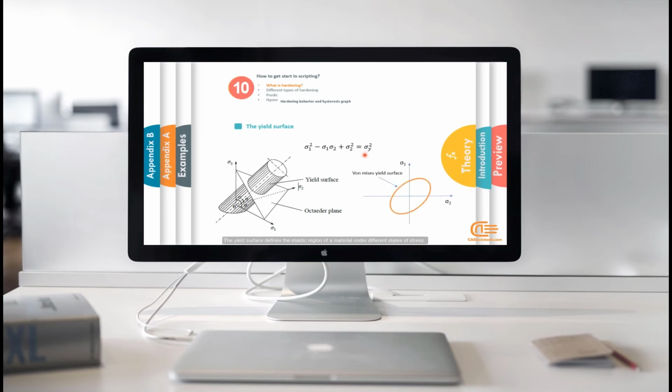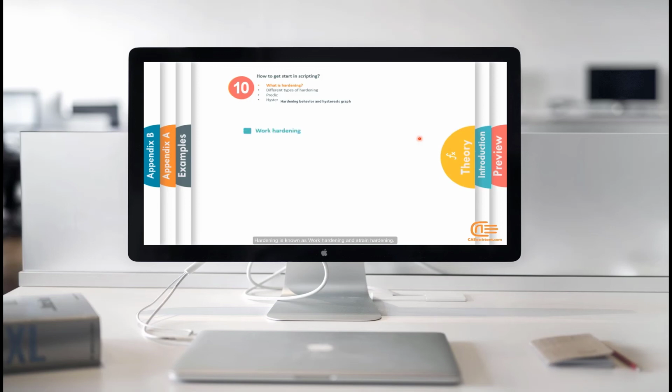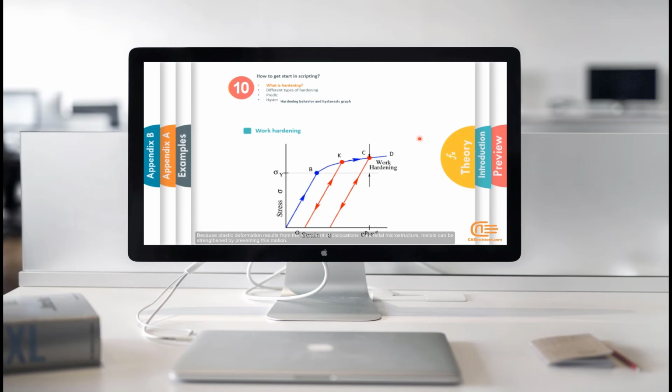The yield surface defines the elastic region of a material under different states of stress. When the stress point is situated within this surface, only elastic strains are produced. When the stress point is situated on the yield surface, this equation is satisfied and plastic strains are produced. Hardening is known as work hardening and strain hardening because plastic deformation results from the movement of dislocations in material microstructure. Metals can be strengthened by preventing this motion.